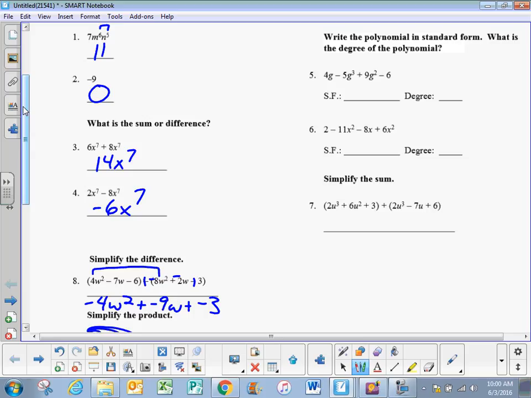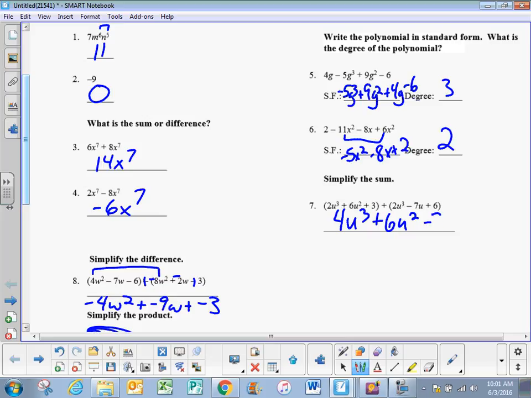Number 5. Descending order just means the greatest power on the variable down to the lowest power, which would be the 6. The degree is the greatest of all of them separately, so that'd be 3. This one I'm going to add like terms and get negative 5x squared minus 8x plus 2. And this one will be a degree of 2. Here it's 4u cubed plus 6u squared minus 7u. And then 3 plus 6 is 9. I think Devin forgot that 9 there, right?